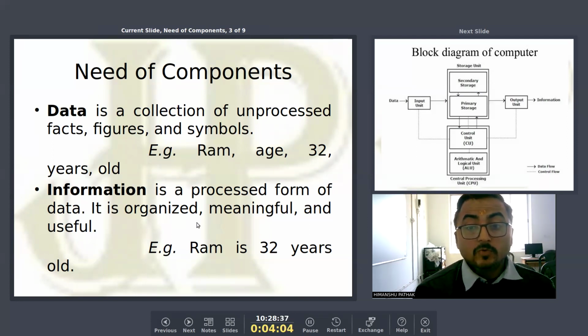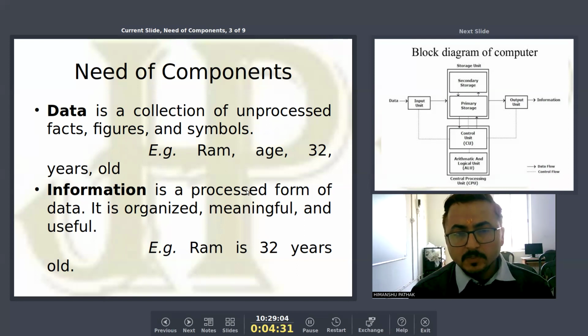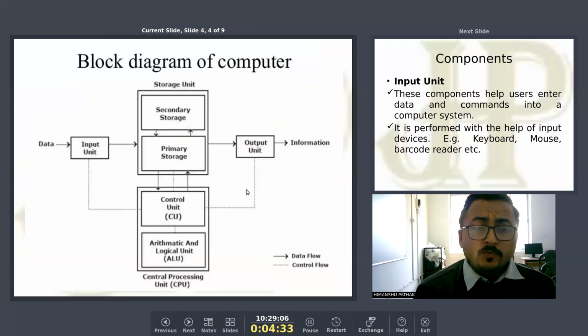To take in the data or send the data, we need some devices. To process the data, we need some devices. To show the result, we need again a device. That's why we need components of computer system. I hope you understand. So let's move on further to the block diagram of computer.